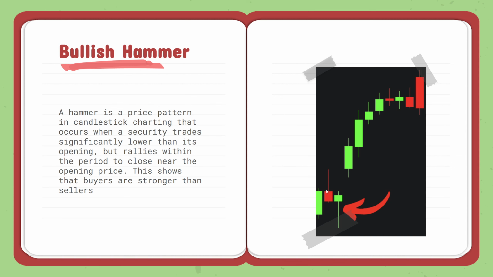All right, so here are some patterns that we look for, some that we just went over, and these are real examples. So a hammer is a price pattern in candlestick charting that occurs when a security trades significantly lower than its opening, right? So it opens up here, goes significantly lower, and then rallies all the way to close near the opening price or above the opening price. All right, and you guys can see here we create this hammer candle, and then it is followed by a nice uptrend right after.